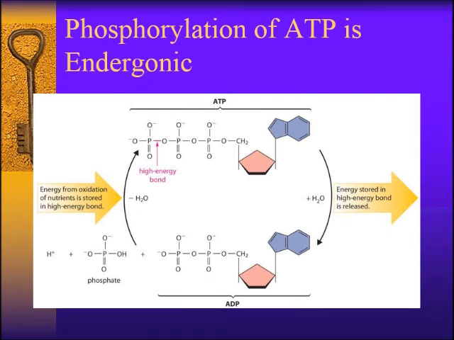The process is called phosphorylation. It sounds like a long word, but it really just means to add a phosphate to something. And that process is endergonic because you're adding energy into the molecule and then storing it in a chemical bond. This energy can come from food, it can be in the form of chemical energy, and it's stored in the potential chemical bond that's there.